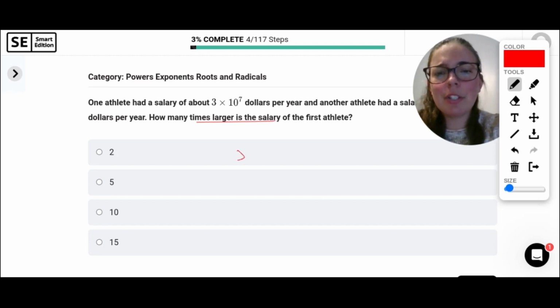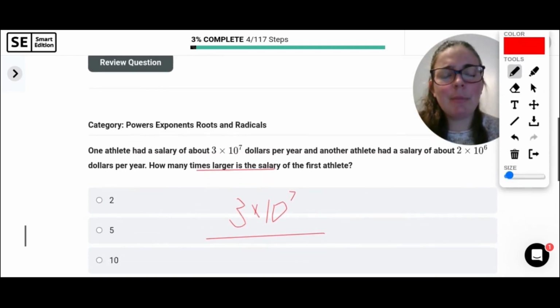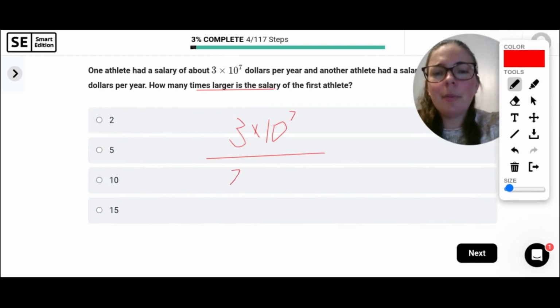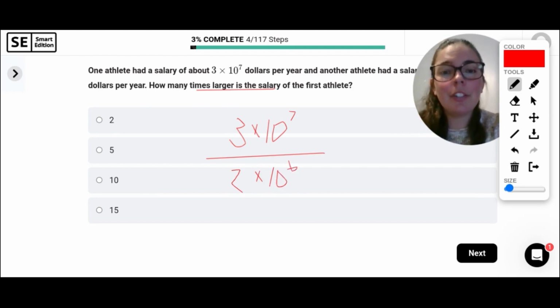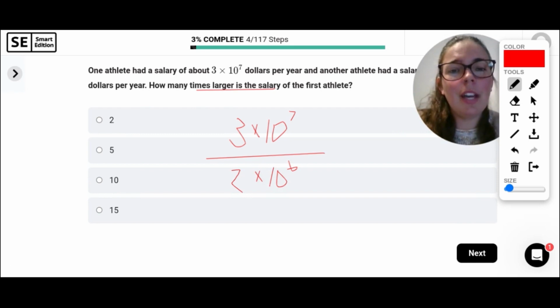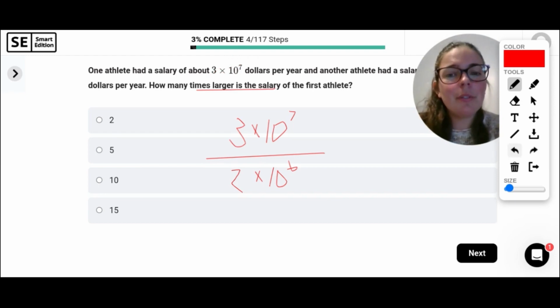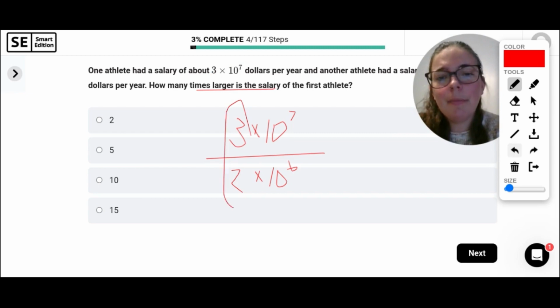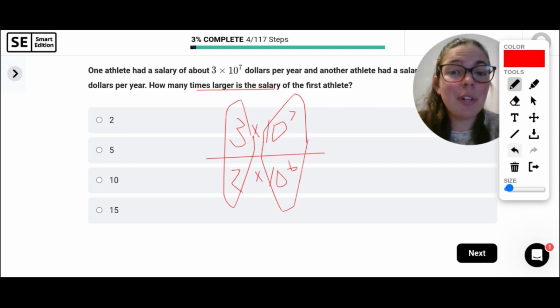How many times larger is the salary of the first? So the salary of the first, as it was given, is just 3 times 10 to the 7th. So if we divide that by the salary of the second, we'll find how many times larger it is. So the salary of the second was 2 times 10 to the 6th. So when we are working with scientific notation, there are 2 options. You have a calculator. You could just multiply and find out what each of these represent, like 3 times 10 to the 7th. What does that represent? Okay, you could do that and then divide. You could also just divide the constants in front and then divide the exponents, and then we can multiply from there. So let's try that.